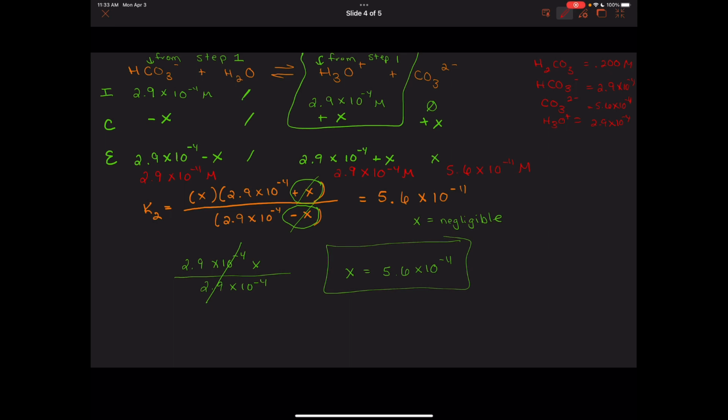Now we said our greatest dissociation was taking place in step 1. We calculate our percent dissociation here. It's our change of 5.6 times 10 to the negative 11th divided by our initial of 2.9 times 10 to the negative 4th, which is going to give me 1.9 times 10 to the negative 5th percent. So very small percentage here, but it is producing additional substances in solution.